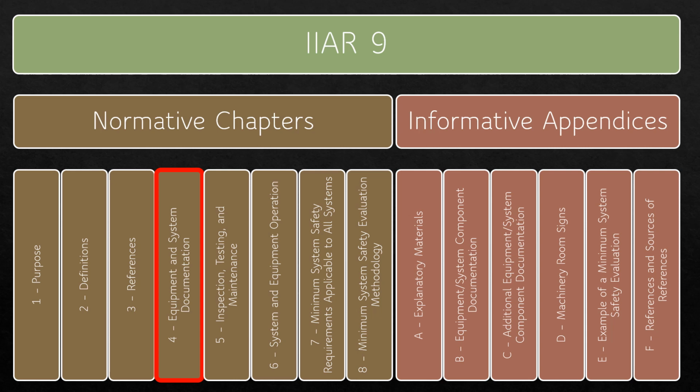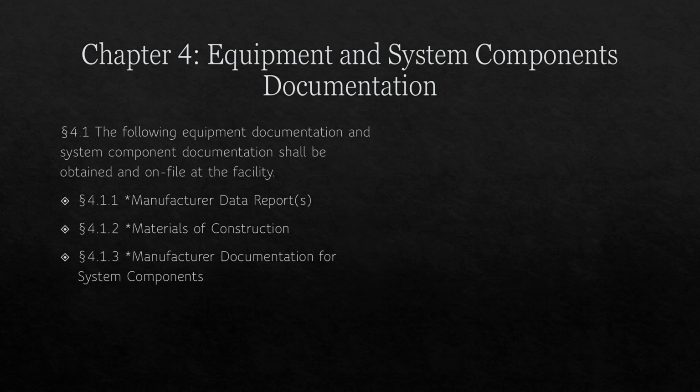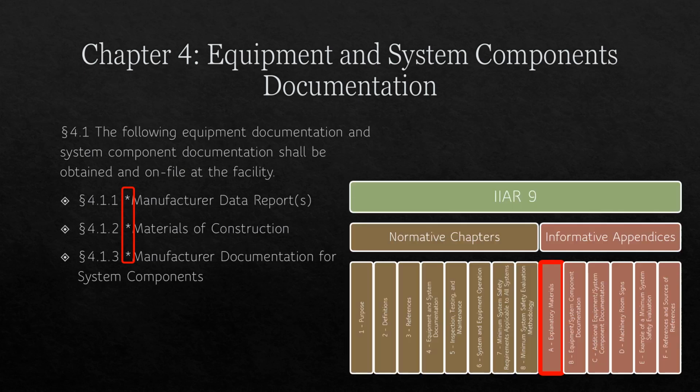Chapter 4 clarifies the minimum requirements for equipment and system documentation. The required documentation is divided into 3 categories: manufacturer data reports, materials of construction, and manufacturer documentation for system components. You probably noticed the asterisk in each of the 3 categories. Whenever you see an asterisk in this standard, it means that there is additional explanatory material regarding that section in Appendix A.